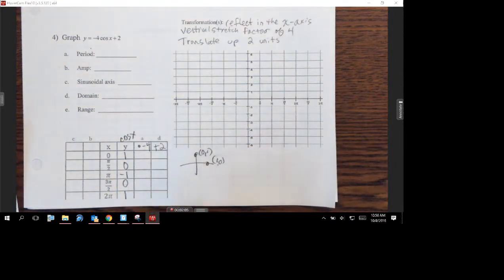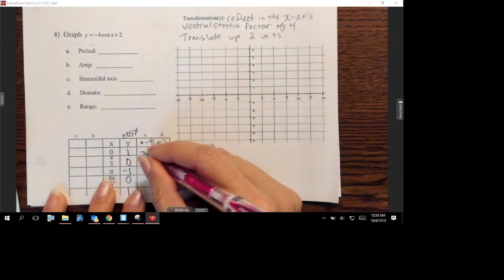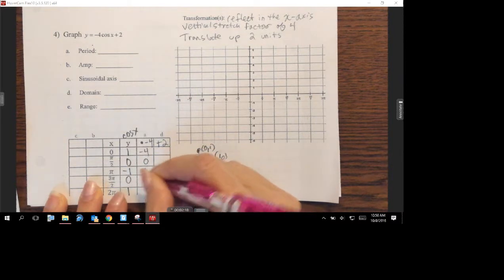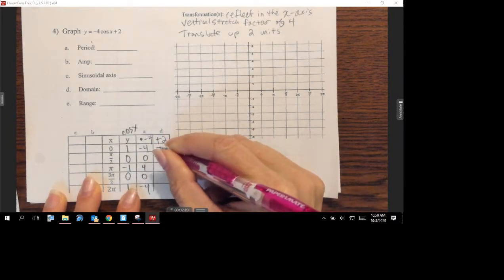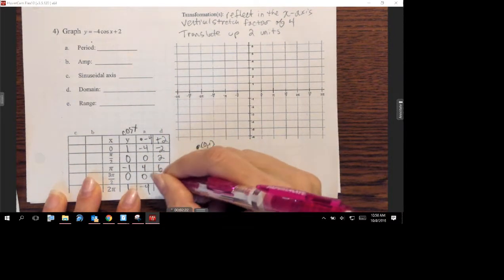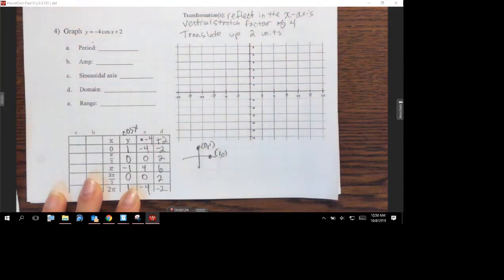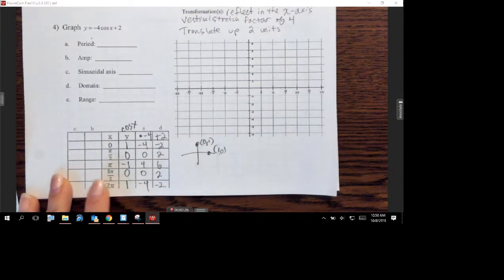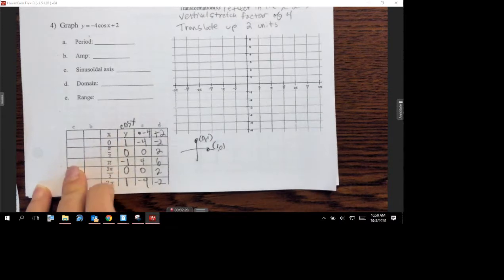How did I know I needed to multiply before add? That's how we do it, because that's the order of operations. So negative 4, 0, 4, 0, negative 4, and then add 2: negative 2, 2, 6, 2, negative 2. Now we graph our outermost x and our outermost y.